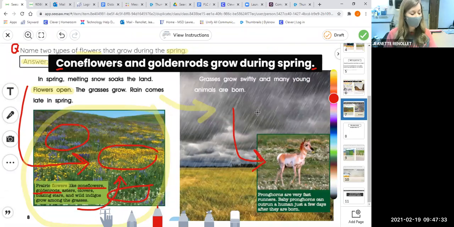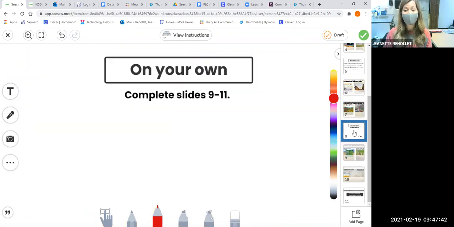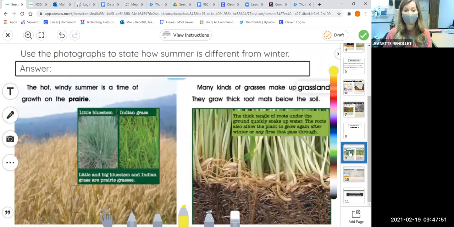Great job finishing slide number 7 with the teacher. I will be checking that slide number 7 has a complete sentence with text evidence. Your independent task today starts on slide number 8. It says complete slides 9 through 11. Number 9 has another text with a question. You need to highlight some evidence and then type your answer in the box.